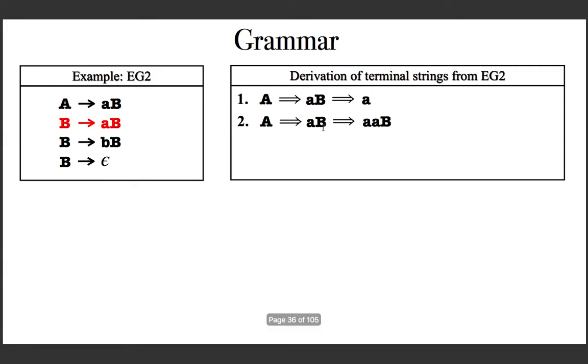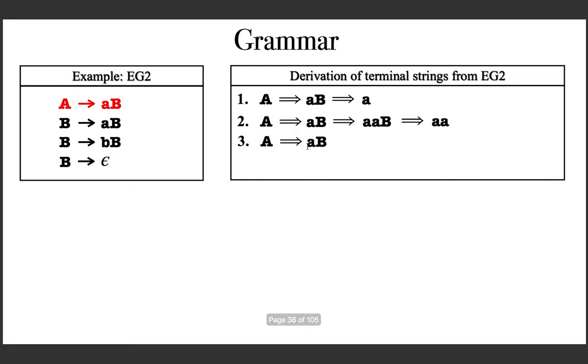Now I apply rule number 2. So this B should be replaced with the RHS of that production. So this B is replaced with small a capital B. Then for this B, I am applying production number 4. So this capital B is replaced with epsilon, so I am deriving small a.